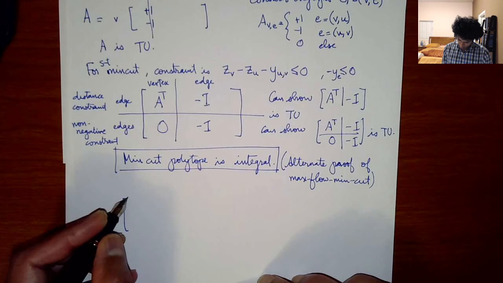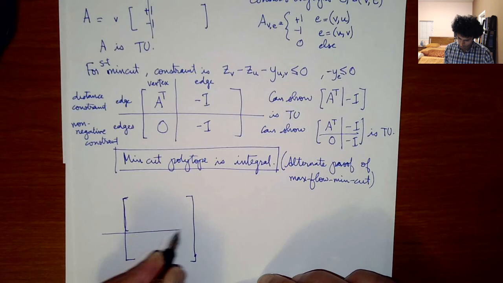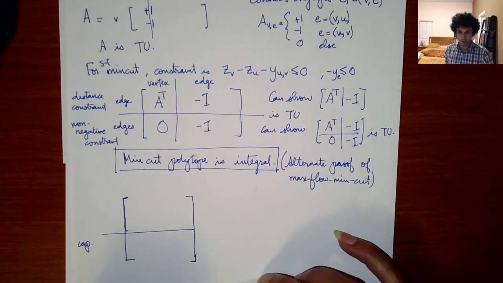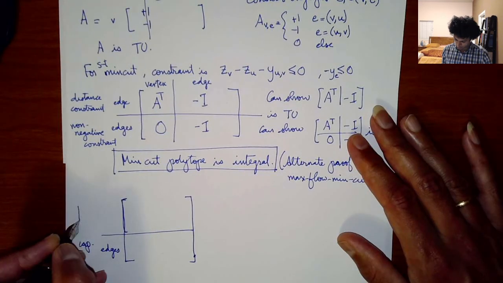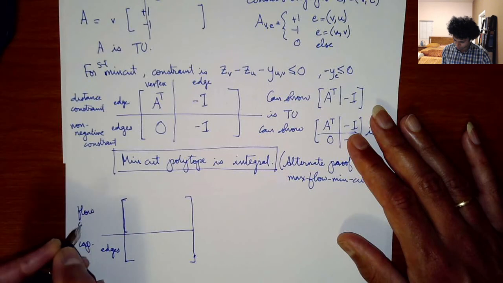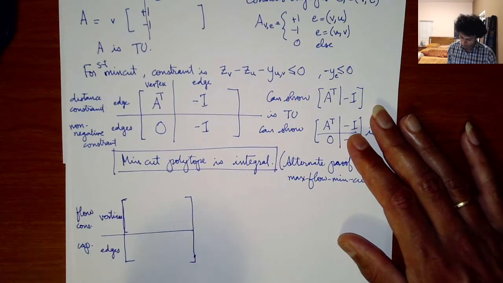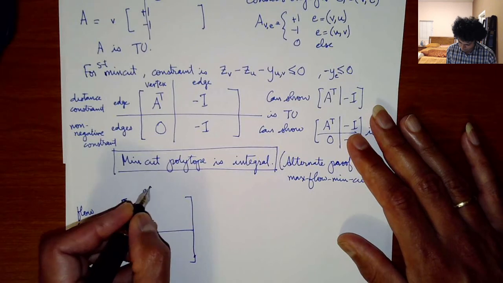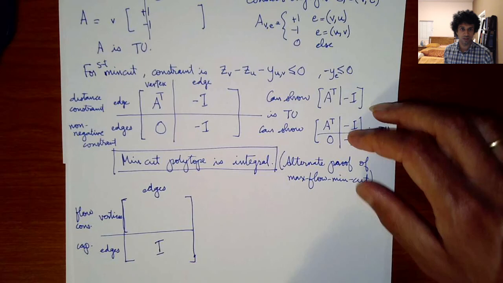So I'll break this up as follows. So here I have the capacity constraints. These are the capacity constraints, and this is all the edges. What I have over here is the flow conservation, and these are all the vertices. The variables I have actually correspond to all the edges. So what I have here is an identity matrix.